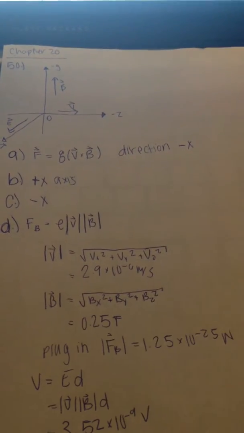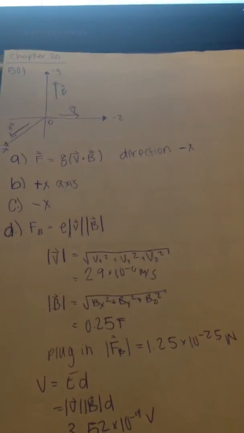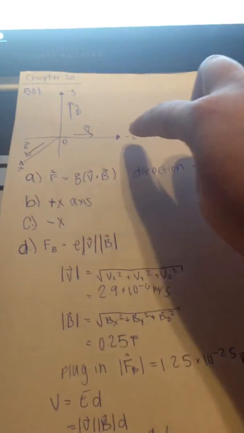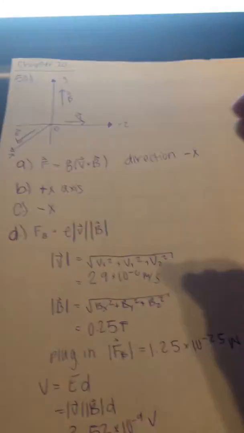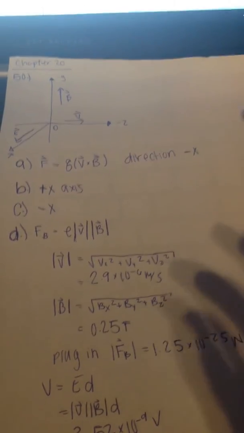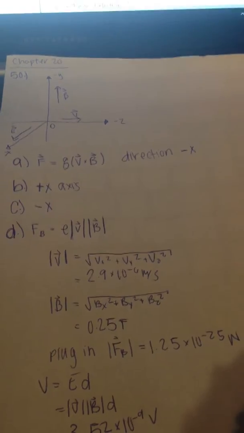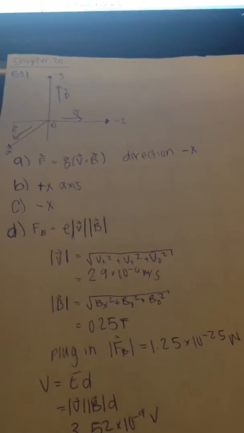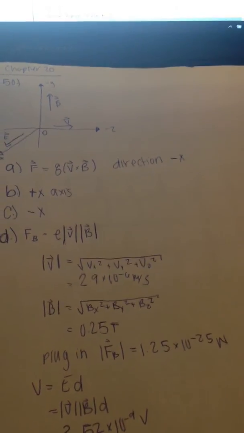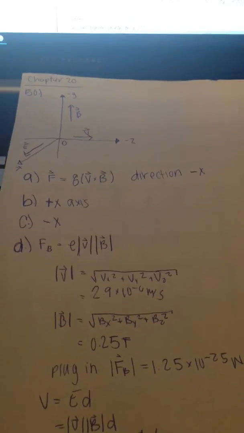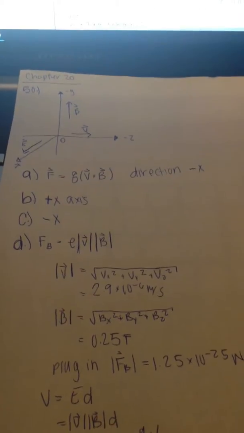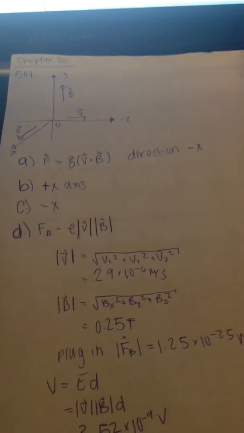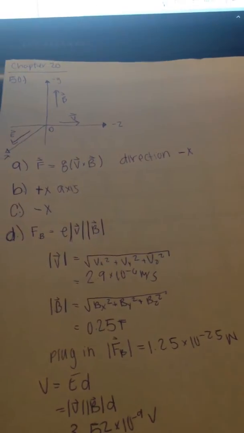Then for part C, from the given data, the velocity is along the y-axis, so it's going to be over here, and the magnetic field is along the z-axis. We're given all of that, and when you do the cross product, same thing, V cross B, it's going to be in the same direction as the electric field, which is the negative x direction.